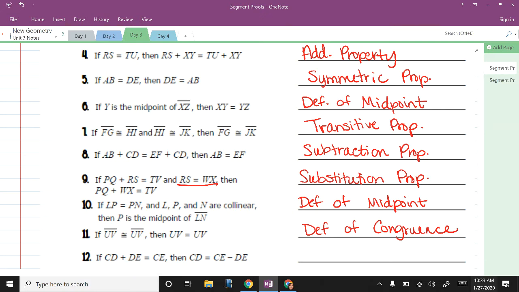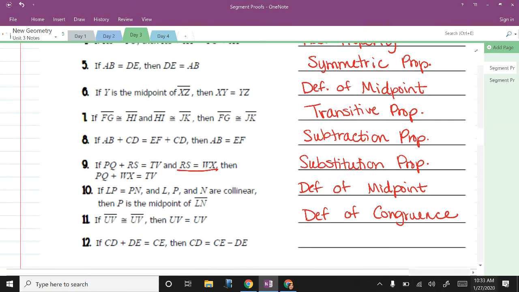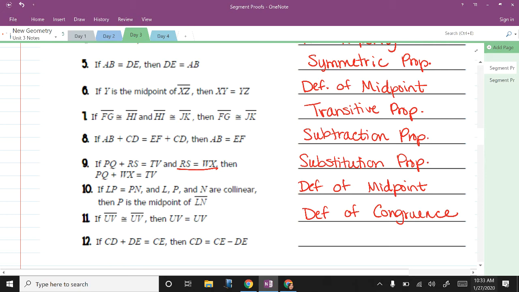If the length of CD plus the length of DE equals the length of CE, then CD equals CE minus DE. Whoa. Yes. What did they do on both sides? They subtracted this DE, didn't they? Right, CD and CE are there, and they subtracted it and moved over there. Subtraction. Very good. Subtraction property. So any questions about filling in these properties?